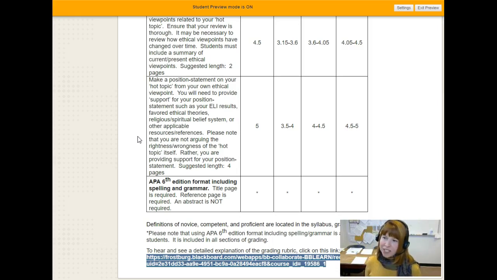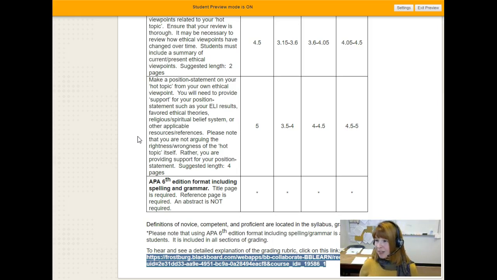Some students really struggle with this section because they don't have an opinion and they really don't know where they stand on the issue. And if that's the case, you may want to ask about a change of topic because you're going to have to make a position statement.